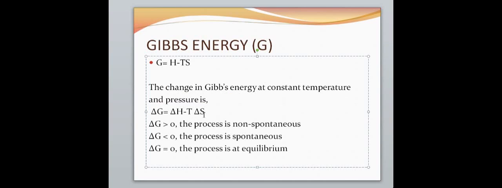Now just like how we saw for entropy, for Gibbs energy change, that is delta G, when it is greater than 0, it is non-spontaneous. Remember, for delta S, when it was greater than 0, it was spontaneous. But delta G, when it is less than 0, is spontaneous, whereas delta S, when it is less than 0, is non-spontaneous. What is common between delta S and delta G is that when it is equal to 0, the process is at equilibrium. That is one common thing you will see in Gibbs energy change and entropy change.